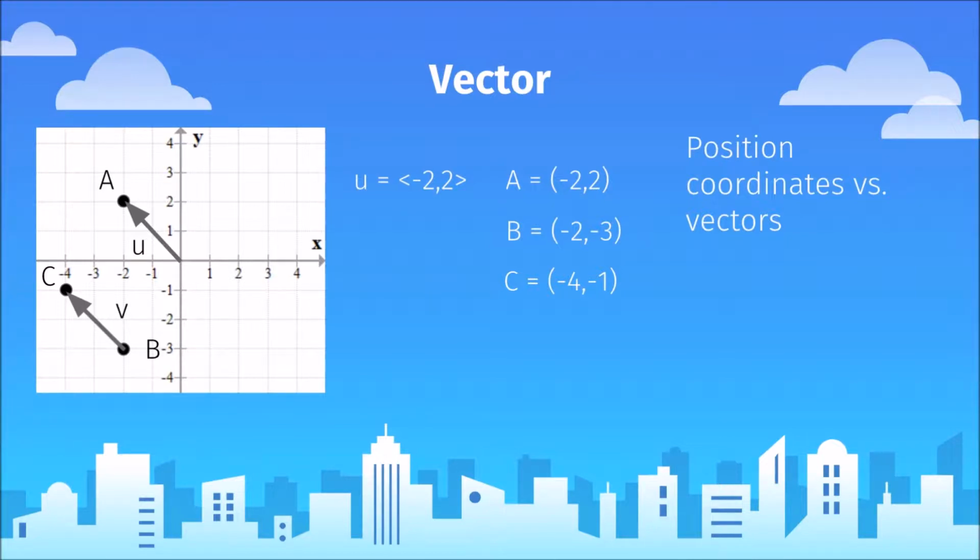Here is vector v, which is also -2, 2. Even though the vectors are in different positions on the graph, the vectors are the same because the position of the vector doesn't matter. The only important thing is what change it takes to move from one point to another.